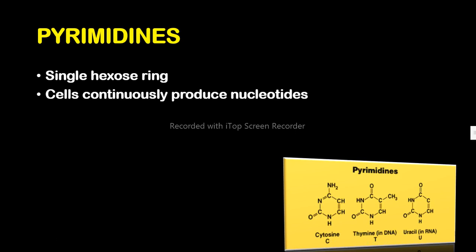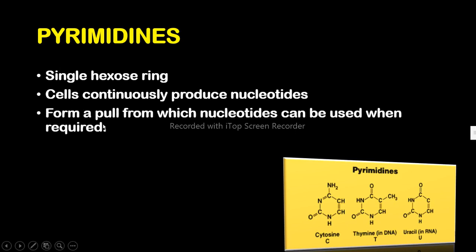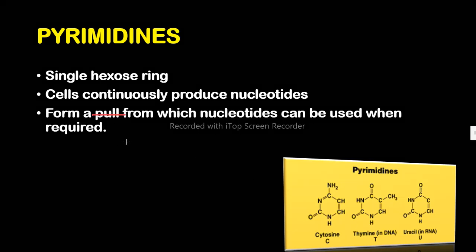And obviously, cells will always continuously produce these organic bases, because at any time the cells will need to replicate, so they will need to double the DNA, they will need to carry out protein synthesis, so they will always continuously produce these nucleotides, so that you have a pool of nucleotides from which nucleotides can be used whenever required.